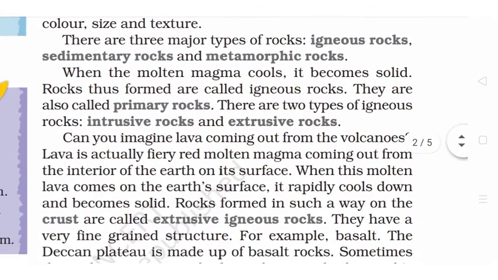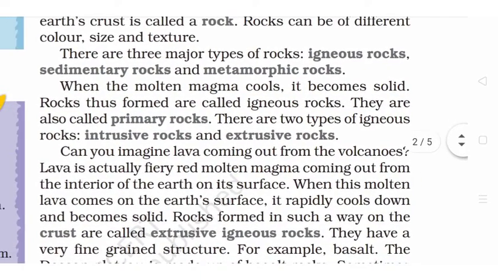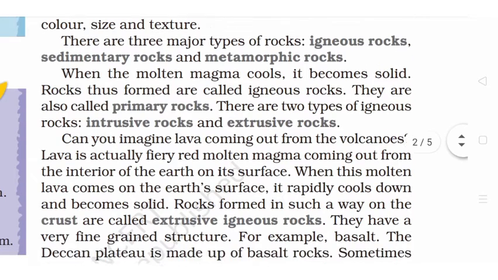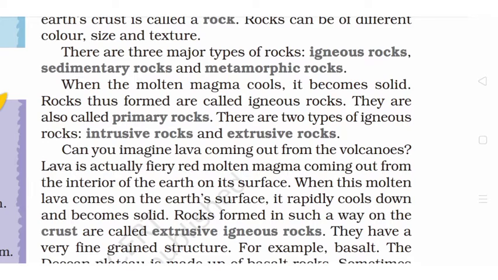Now, when the molten magma cools, it becomes solid. Rocks thus formed are called igneous rocks. So what is magma? Volcanoes. When some hot thing comes out through the volcanoes, it is known as molten magma. And when it comes onto the earth's surface and cools down, it becomes solid. It comes from the heat inside the earth and cools down in this weather and becomes solid. Rocks formed like this are known as igneous rocks.